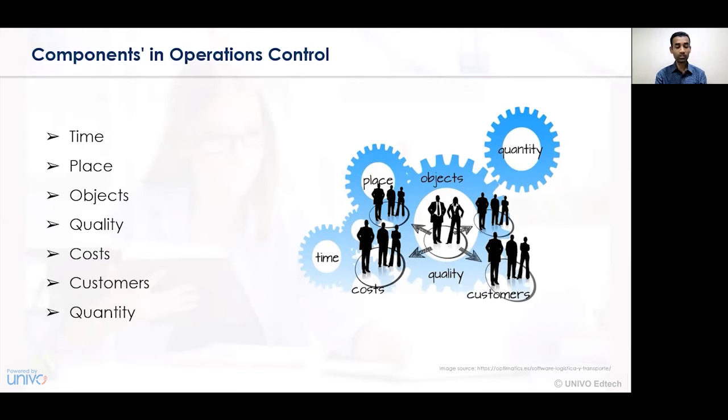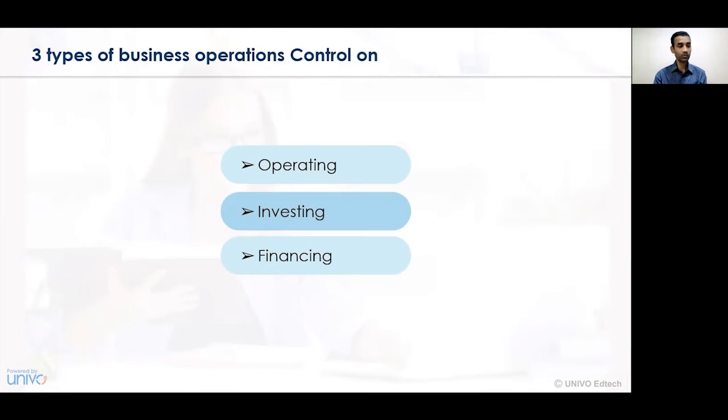And hence, control on quantity along with quality is essentially required, and one has to look for control on both the factors. Now let's understand the three types of business operations control. The major three business control activities are the operating, the investing, and lastly, the financing.